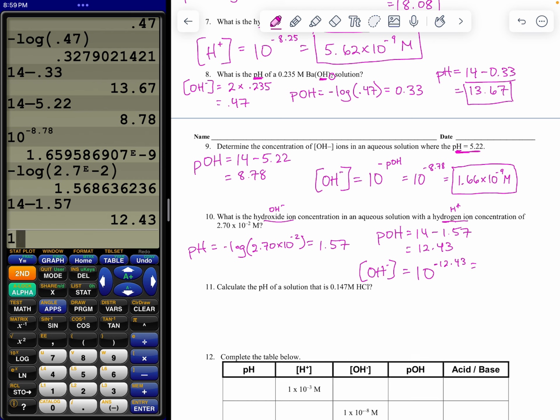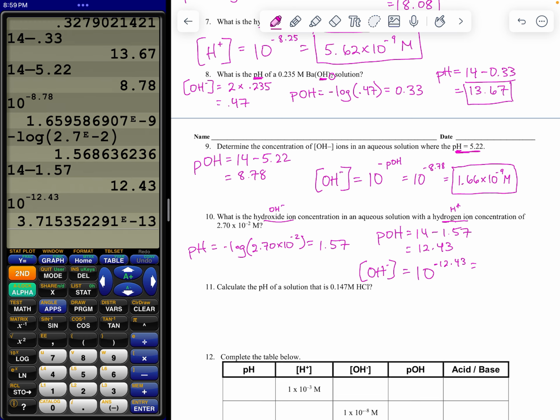And that's going to give us 10 to the negative 12.43. And that'll give us a concentration for hydroxide of 3.72 times 10 to the negative 13. And that is molarity.